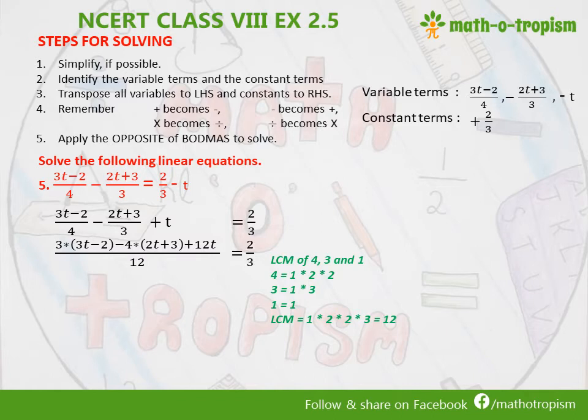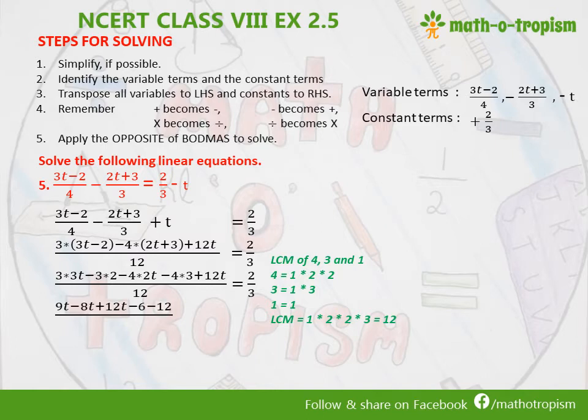Remember that 2t plus 3 has a sign of minus in front, that's why we are writing it as minus 4 into 2t plus 3. Next we will do the distributive property. So it will come as 3 into 3t minus 3 into 2 minus 4 into 2t and again minus 4 into 3. Remember that, don't put a plus over there. Plus of 12t by 12, which is equal to 2 by 3. So this comes as 9t. I'll bring all the t terms together.